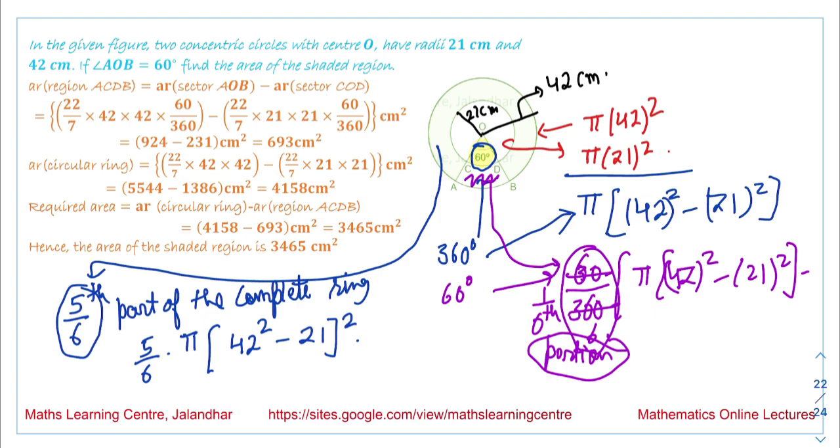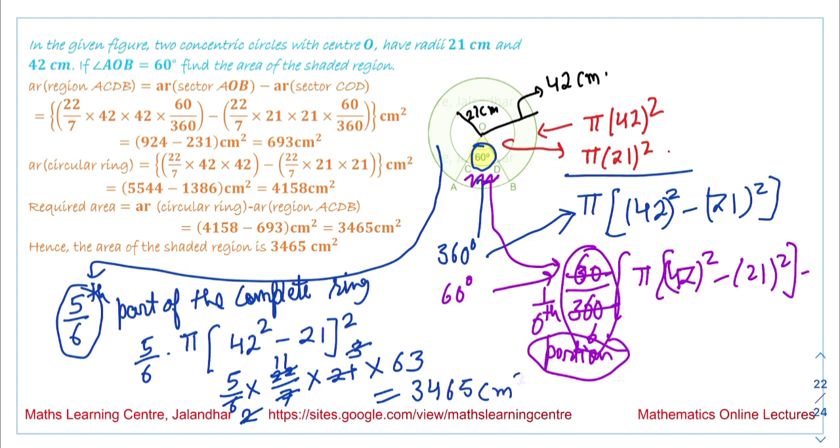So when we calculate this value, we want the area of the shaded portion, it is 5 by 6 into 22 by 7 into, it is a minus b into a plus b, 21 into 63. So we get 7, 3, 3, 2s, and this is 11, and on multiplying these values we will get the answer as 3465 centimeter square. So this is the required value.